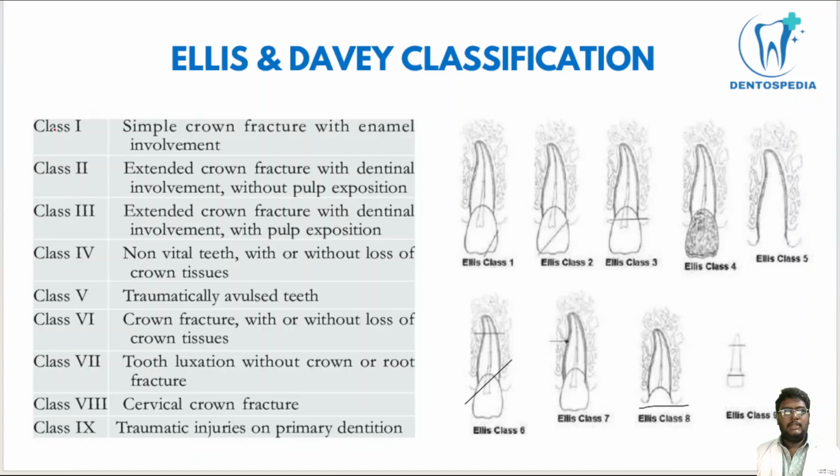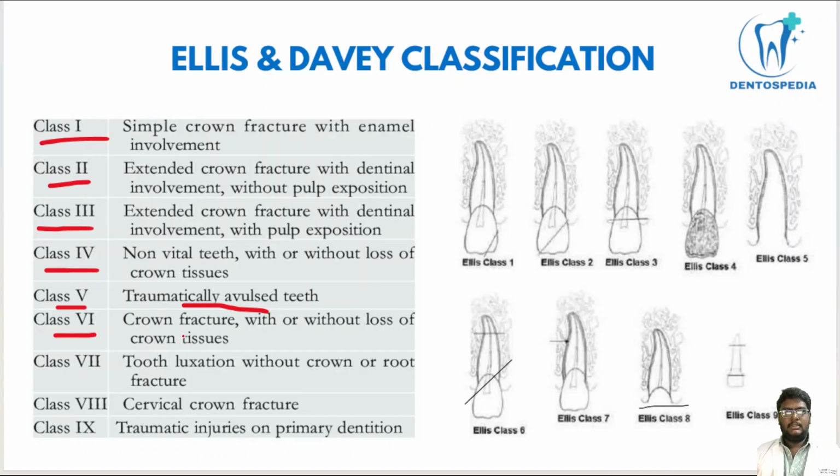Here you can see different classes of fractures related to dental trauma. In class 1, there is only involvement of the enamel fracture. In class 2, there is involvement of both enamel and dentin, but without exposure of the pulp. In class 3, the fracture is involving enamel, dentin and pulp. In class 4, the tooth becomes non-vital because of the trauma. In class 5, the tooth has been avulsed due to trauma.